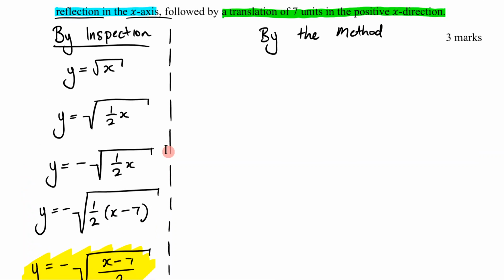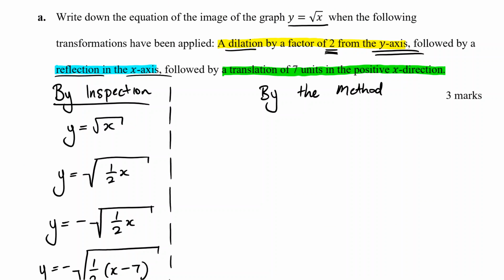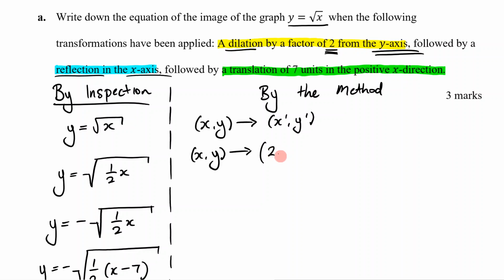Okay, so let's now do this by the method. So if we're doing it by the method, remember, we always start off by saying, I'm starting with a point. I then am transforming that point and getting a new point called x dash y dash. So I'm starting with a point. Now, x dash, well, I'm performing a dilation by a factor of 2 from the y-axis. So that means my x value is going to be multiplied by 2. And then I am doing a reflection in the x-axis. That means I'm going to get negative y. And then I'm also performing a translation of 7 units in the positive x direction, so I plus 7.